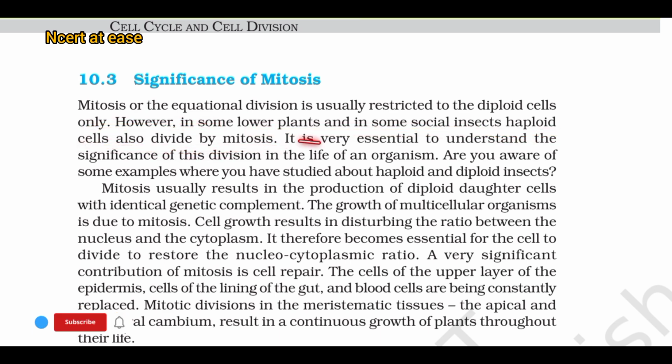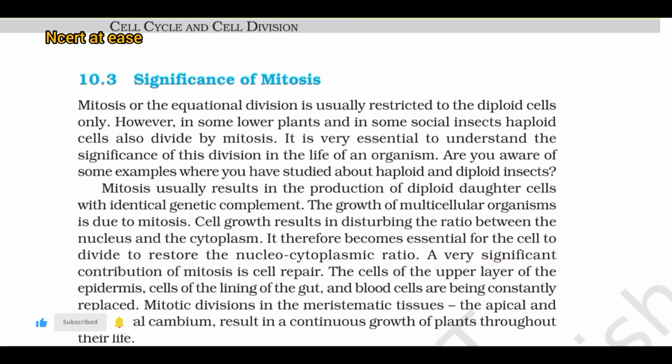It is very essential to understand the significance of this division in the life of an organism. Are you aware of some examples of why you have studied about haploid and diploid insects? Mitosis usually results in the production of diploid daughter cells with identical genetic complement. The growth of multicellular organisms is due to mitosis. Cell growth results in disturbing the ratio between the nucleus and the cytoplasm. It therefore becomes essential for the cell to divide to restore the nucleocytoplasmic ratio.